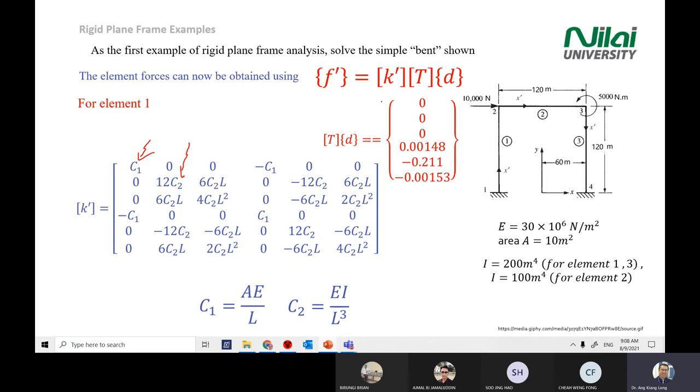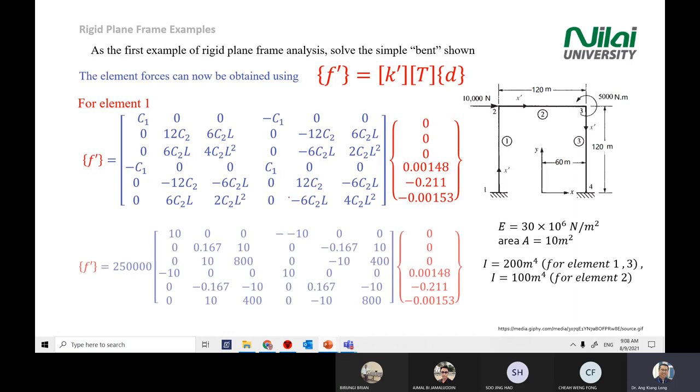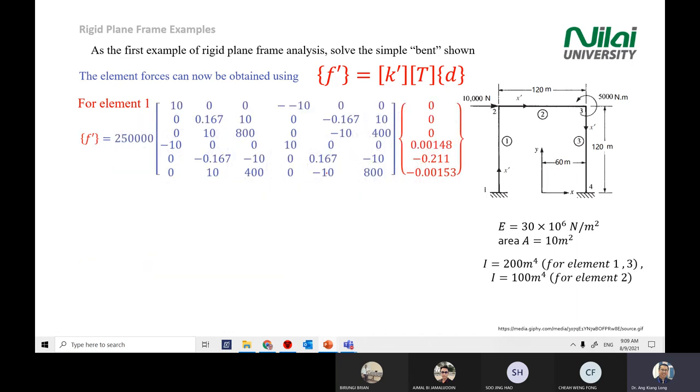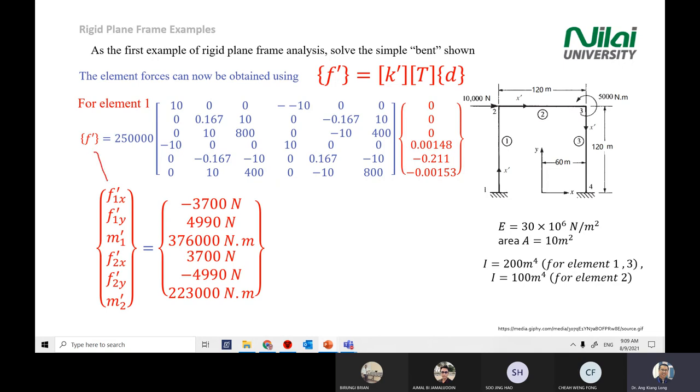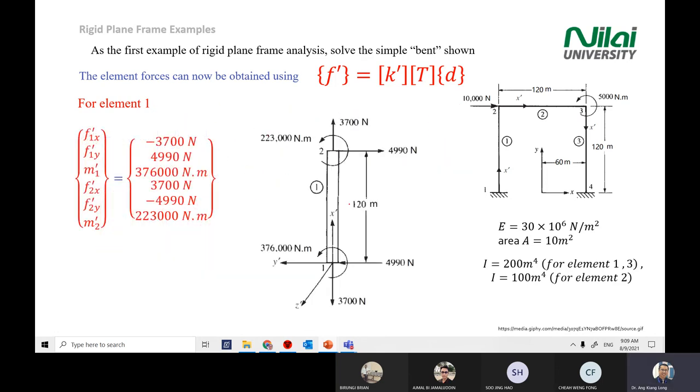Then you continue the calculation by using the online tools. After that, you will get the whole set of F prime, and you use the online calculator to help you. You get the F prime matrix. You expand it, and you get F prime 1x, 1y, M1, M2, and so on. From here, you get your M prime, and then you draw your free body diagram. For example, for element 1, F1x is negative. Negative is going down because your x prime is going up. So F1x negative means going against the x prime direction, and so on.